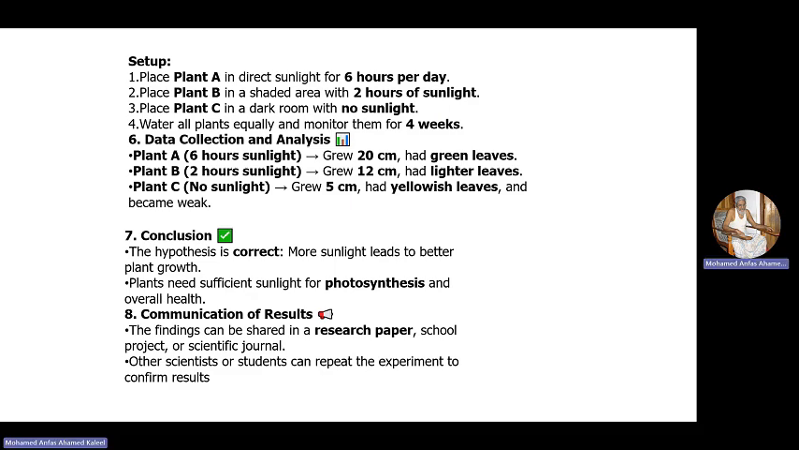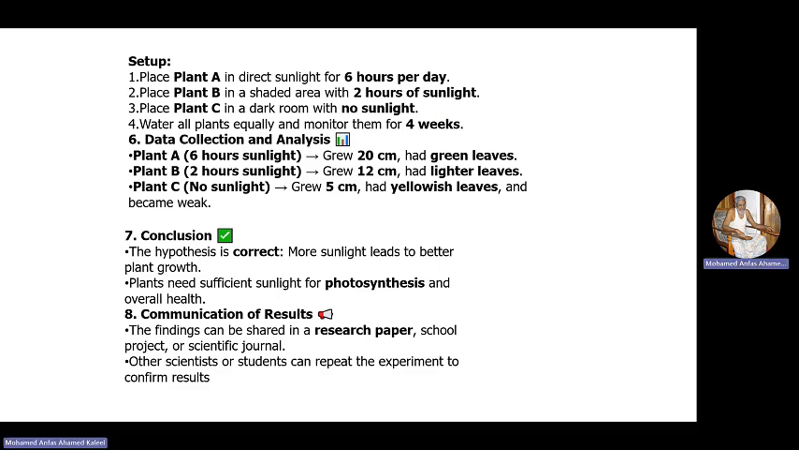After 4 weeks, we are doing the data collection and analysis. Plant A, with 6 hours of sunlight, grew 20 centimeters and had green leaves. Plant B, with 2 hours of sunlight, grew 12 centimeters and had lighter leaves. Plant C, with no sunlight, grew 5 centimeters, had yellowish leaves and became weak.